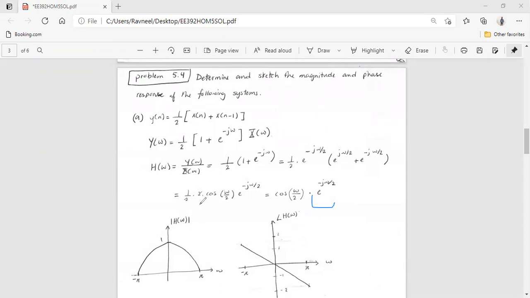So the phase response of this particular term is equal to negative omega upon 2. Or the other way you could have just read this: this is the magnitude part, and this part is Euler's formula, right? Just removing the omega, this part represents my angle. That's the other way of reading this. So in this particular case, the phase response is negative omega upon 2. Plotting that, you'll be getting something like this.